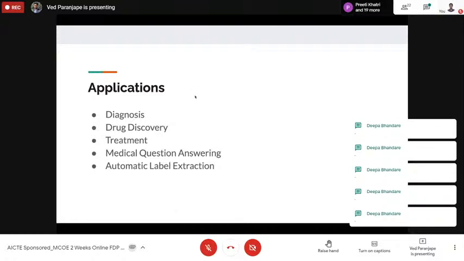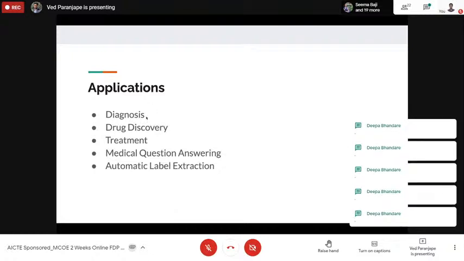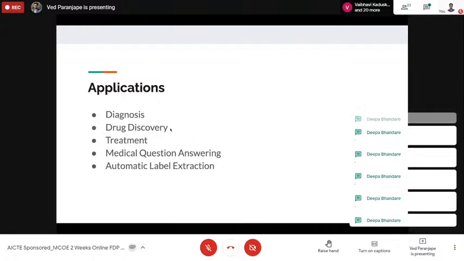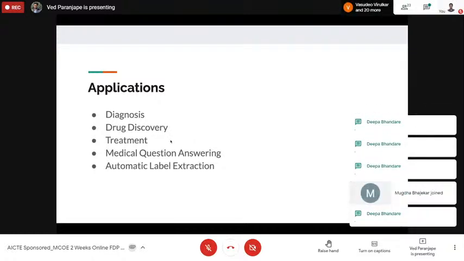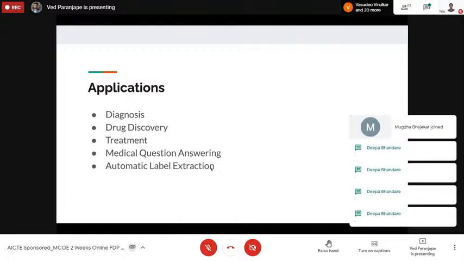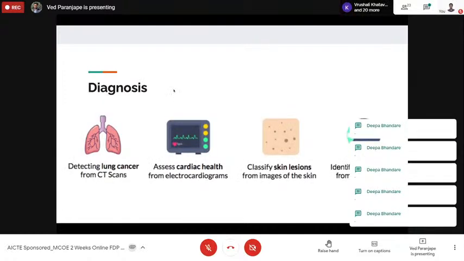Okay, let's dive into the applications. So AI is used in medicine in these forms. It is used in diagnosis of a disease. It is used in drug discovery, which I'll walk you guys through. It is used in treatment. It is used in medical question answering, and it's also used in automatic label extraction. So I'll go briefly into all of these.